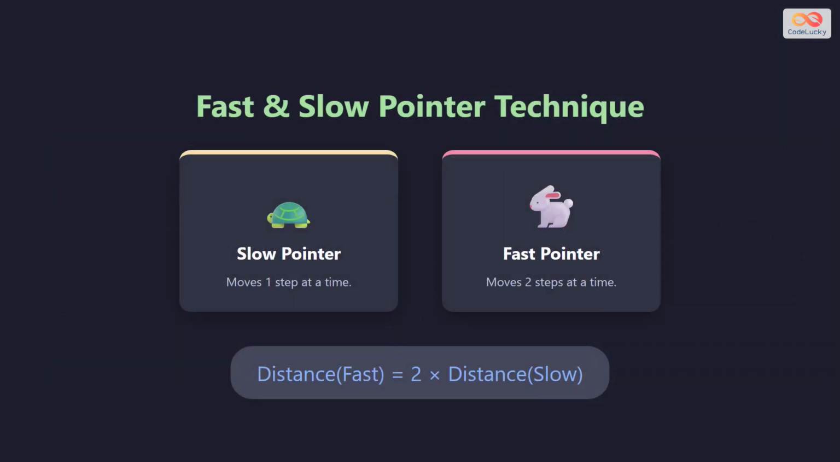Enter the fast and slow pointer technique. We use 2 pointers simultaneously. The slow pointer moves 1 step at a time, while the fast pointer moves 2 steps at a time. This simple difference in speed is the key to solving the problem in a single pass.